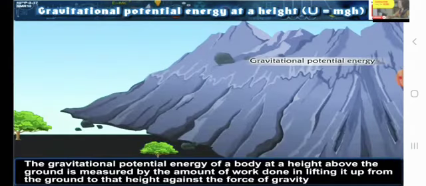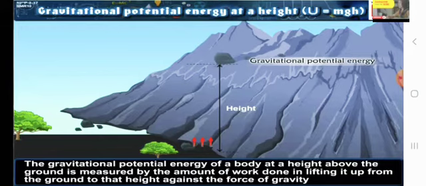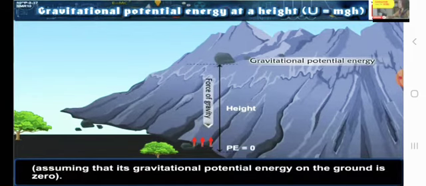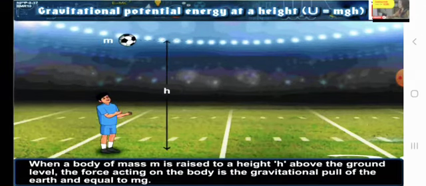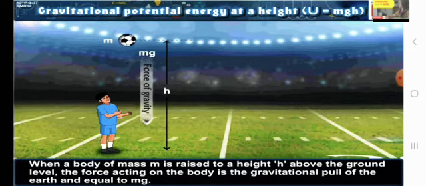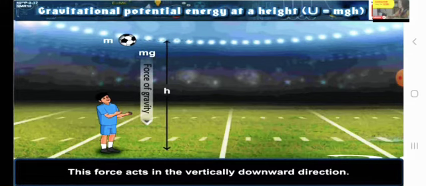Gravitational potential energy at a height, U is equal to mgh. The gravitational potential energy of a body at a height above the ground is measured by the amount of work done in lifting it up from the ground to that height against the force of gravity, assuming that its gravitational potential energy on the ground is zero. When a body of mass m is raised to a height h above the ground level, the force acting on the body is the gravitational pull of the Earth and equal to mg. This force acts in the vertically downward direction.